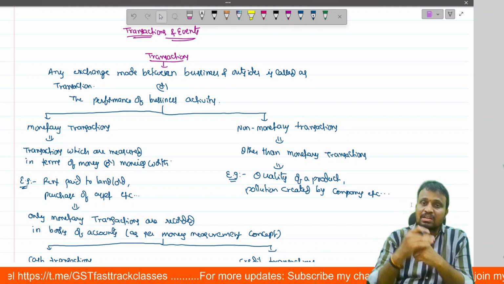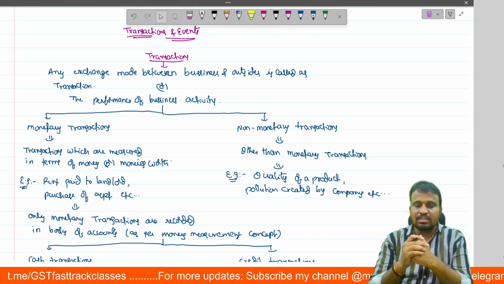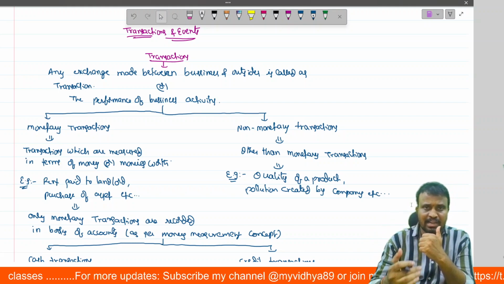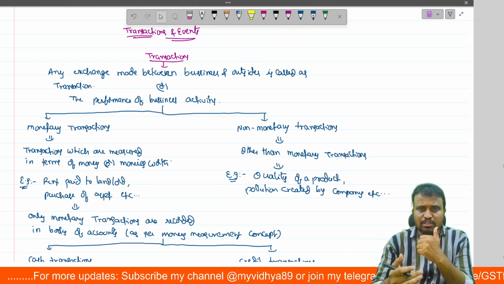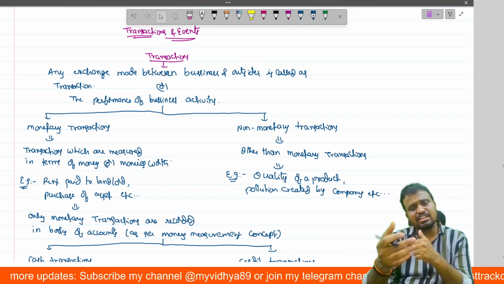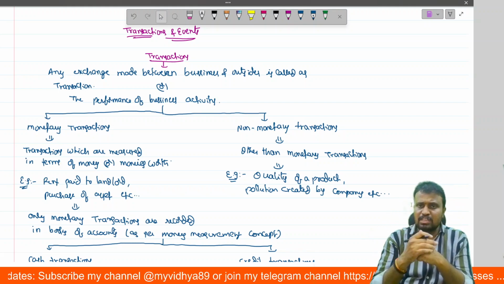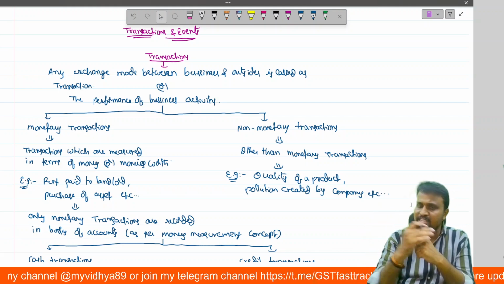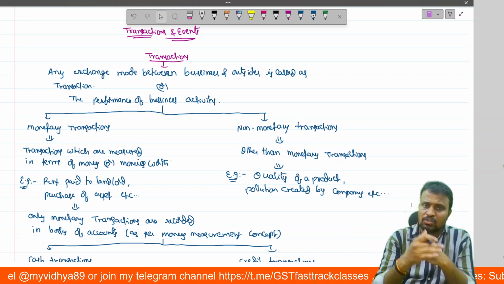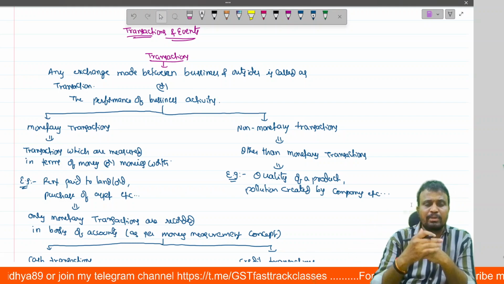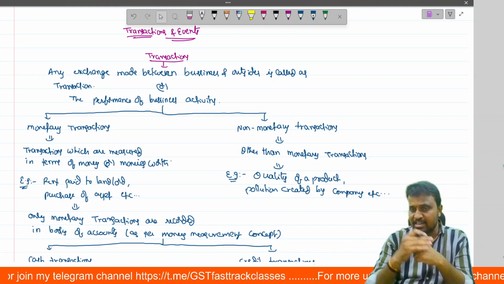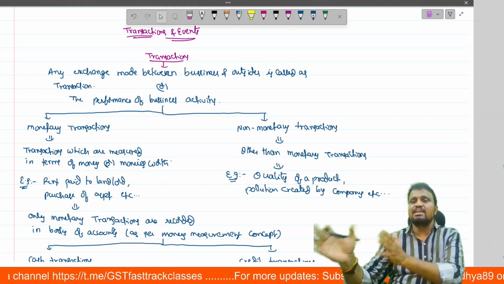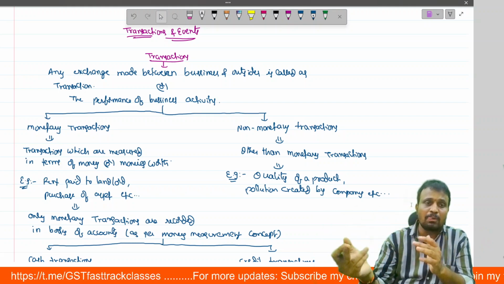That is a transaction. Salary paid to the employees: we receive the service from the employees, and in return we pay the cash. The exchange is made in terms of service and cash. That is a transaction. Purchase of goods: we receive the goods, in return we pay the cash. That is a transaction. And sale of goods: we receive the cash, in return we provide the goods. That is a transaction. So any exchange made between business and the outsider is said to be a transaction.